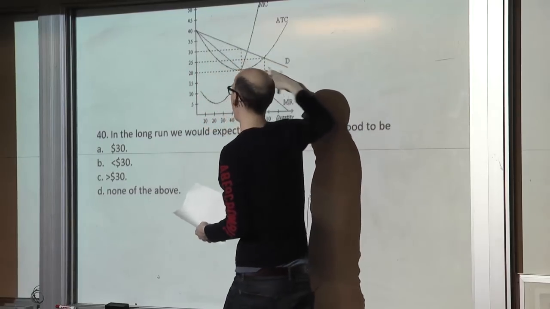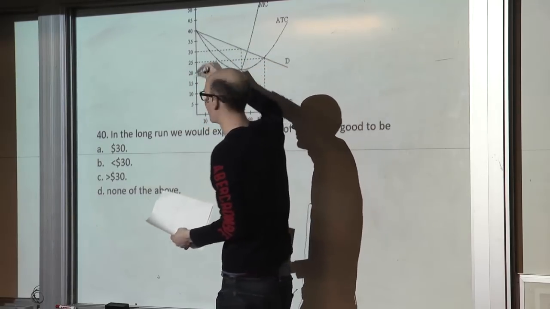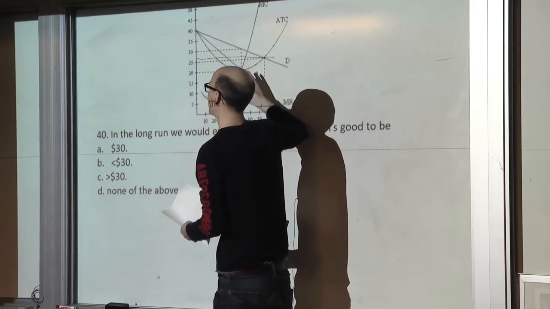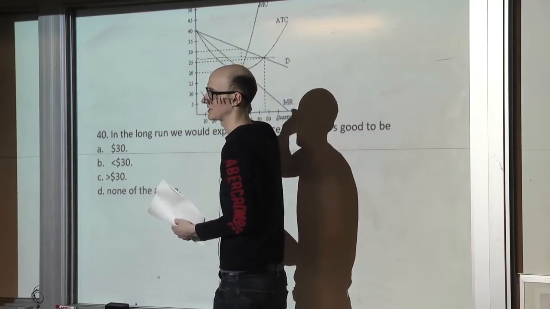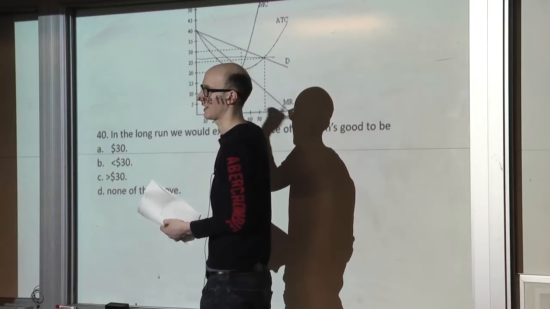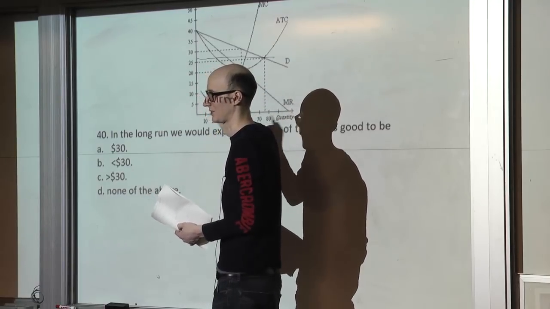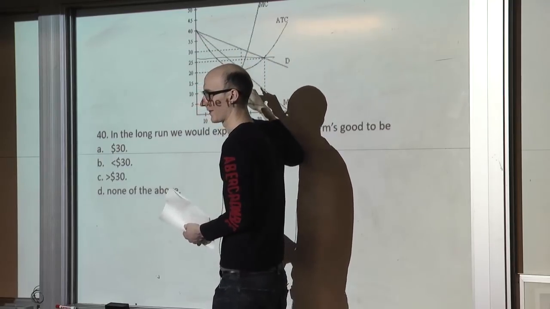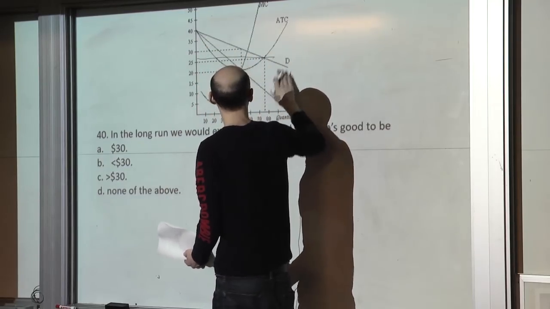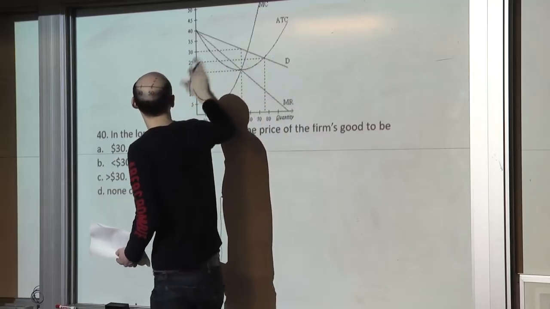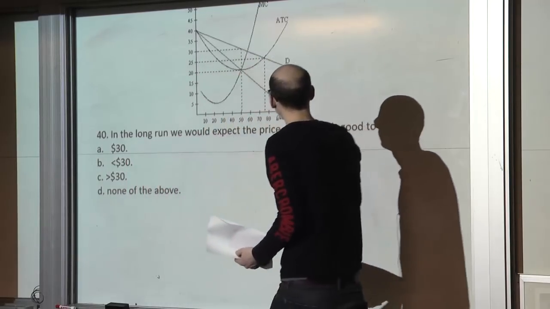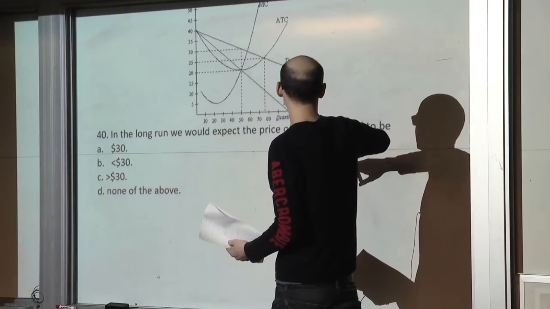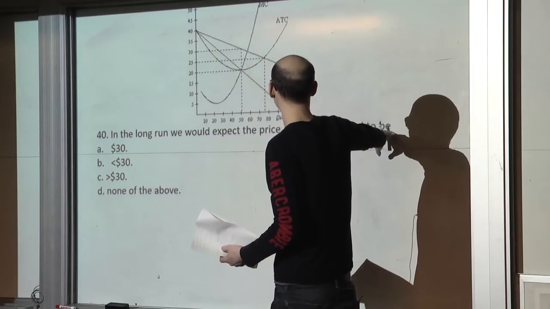In a perfectly competitive market, the demand curve would be fixed, right? Because the demand curve that each firm faces would just be the price in the market, because they have no ability to alter the price in the market. It's monopolistic competition because the demand curve is falling. And not a monopoly. In the long run, we would expect the price of the firm's good to be falling.